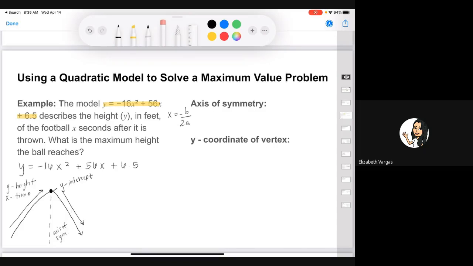Okay, and just a reminder that this is A, this is B, and this is in standard form. This is A, this is B, and this is C of my standard form. So that's what I'm plugging in. So B is 56 over negative 16. That's what I'm solving.